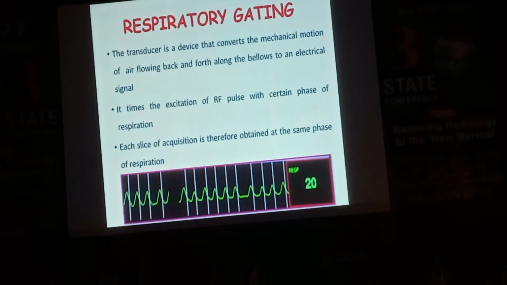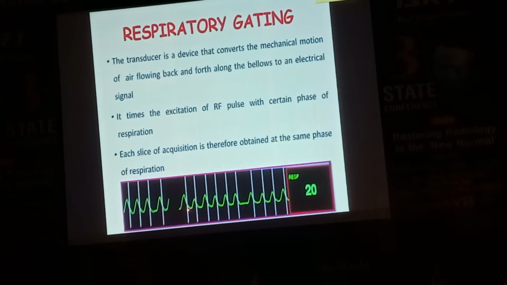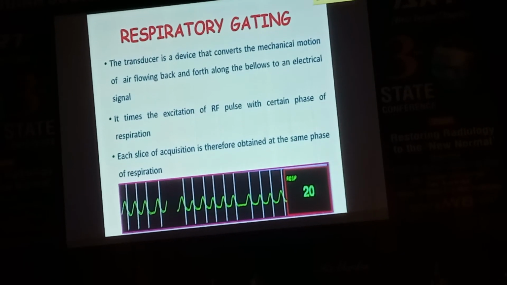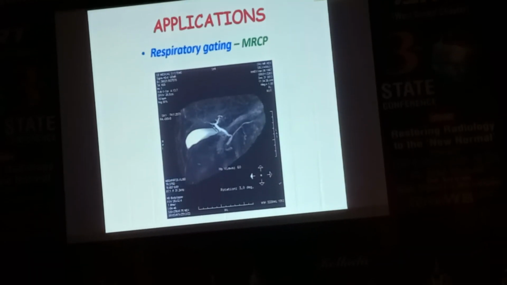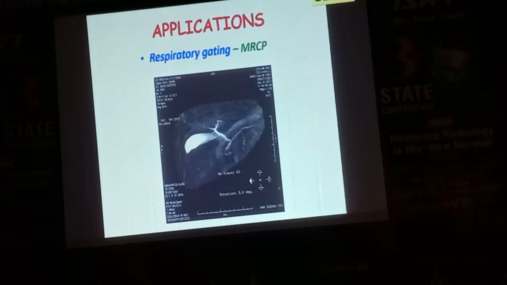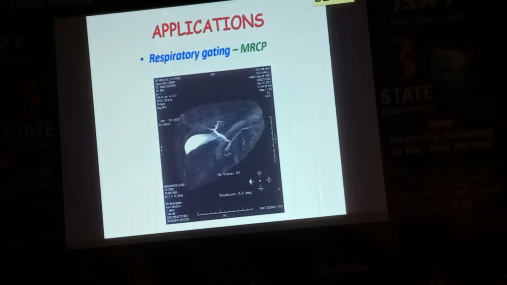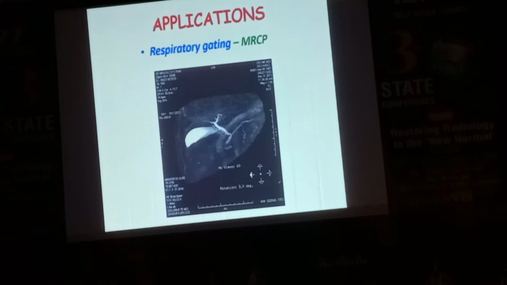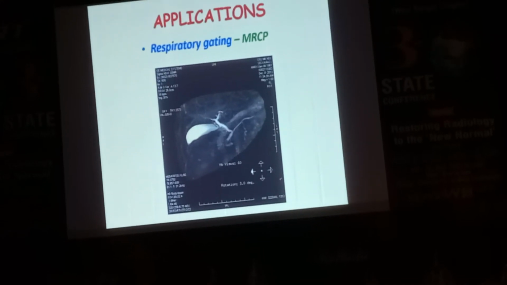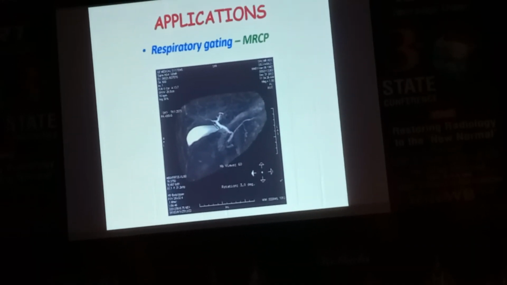So can you see here? This is the respiratory gating. You are going to acquire the data in this portion. Application, I think overall working in MRI, there is a procedure called as MRCP, isn't it? Pancreatography, when you do for the gallbladder study.